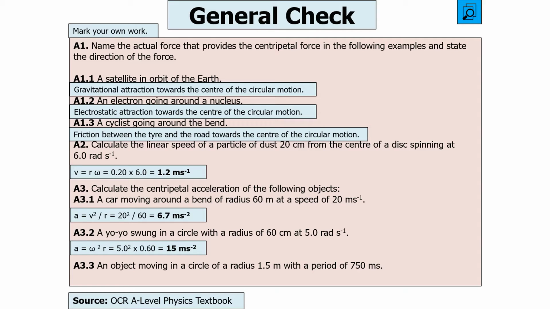Now in this next one, you're given the time period. So when you're given the time period, you can then work out the angular velocity by saying ω equals 2π over T. We convert our milliseconds into seconds, so you get 8.4 radians per second. We then say a equals ω squared r to get out 110 meters per second squared.